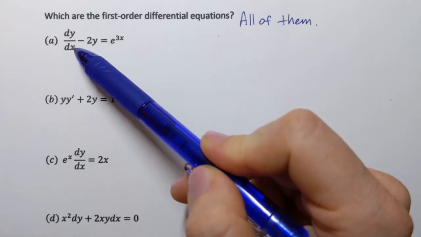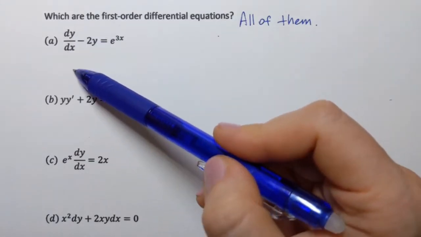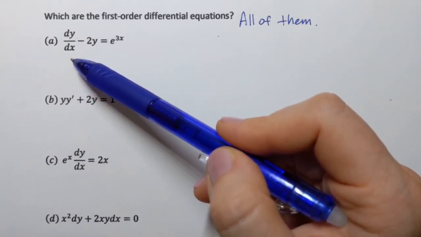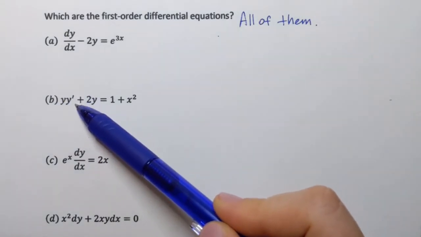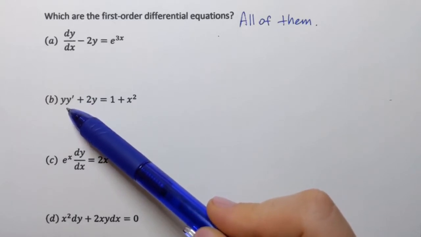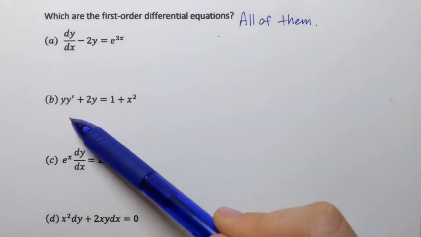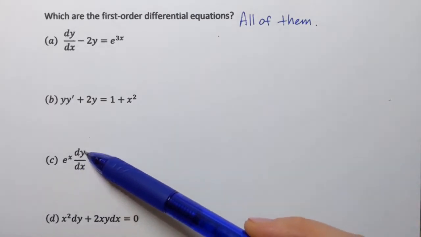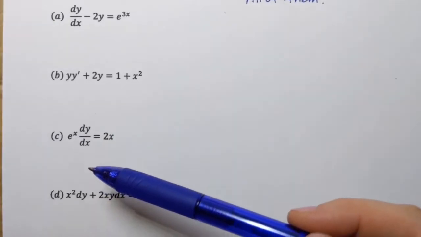In equation A, I can see the derivative dy dx. It's the first-order derivative, and this is the only derivative present in this equation. So yeah, that's a first-order differential equation. In the second equation, I can see y prime. It's another notation for the first-order derivative. And since the highest order of the derivatives present in this equation is first, it is a first-order differential equation. Equation C, again, I can see dy dx, first-order derivative. Overall, that's a first-order differential equation.